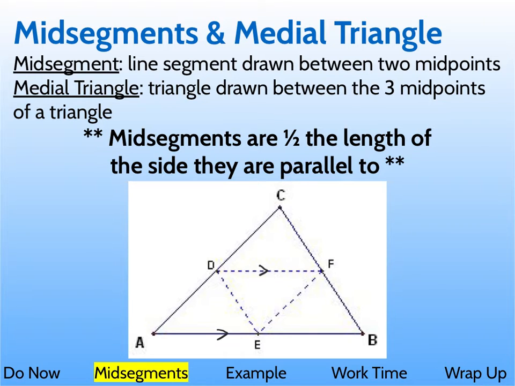So for example, DE is parallel to BC, and DE is half the length of BC. Also, EF is parallel to AC as well. Now, I know this diagram's a little confusing, but it'll make sense. It's not so brutal. Also, fun note, if EF is half the length of AC, then EF is also the same length as AD and CD right there.